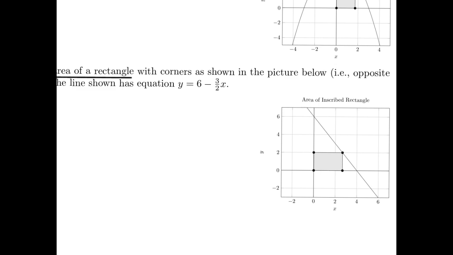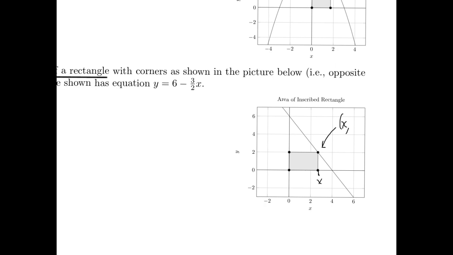When we have a diagram, especially on a piece of graph paper, we want to label everything, and labeling on a graph like this often comes from labeling the coordinates that you see. So for example, if I use the letter x to stand for the x-coordinate of this upper right point, then the y-coordinate is just going to come from the formula. So 6 minus 3 halves x will be the y-coordinate of that point.